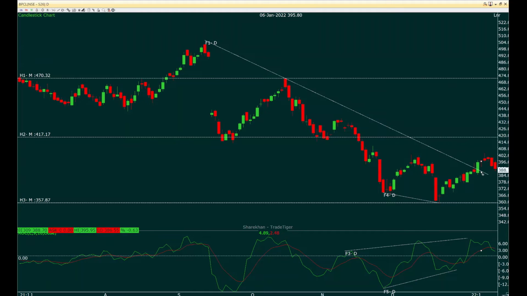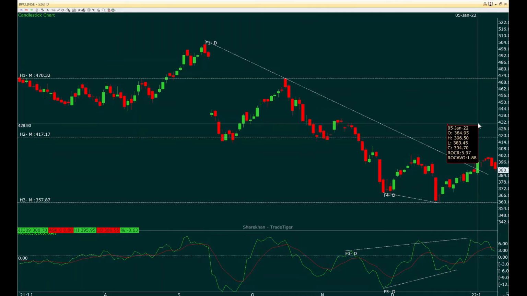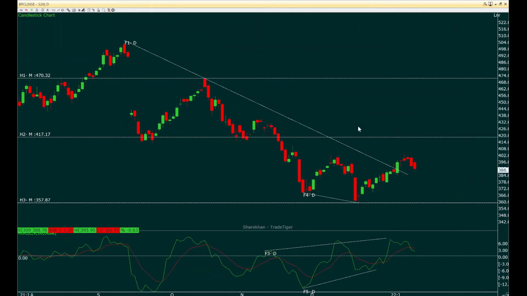Now, if this trend line got breached by this candle here, which is on the day of January 5th, and if we look into the probabilities, what could happen is that, where did the price currently react from? So the price reacted from a zone here, which is on a daily.